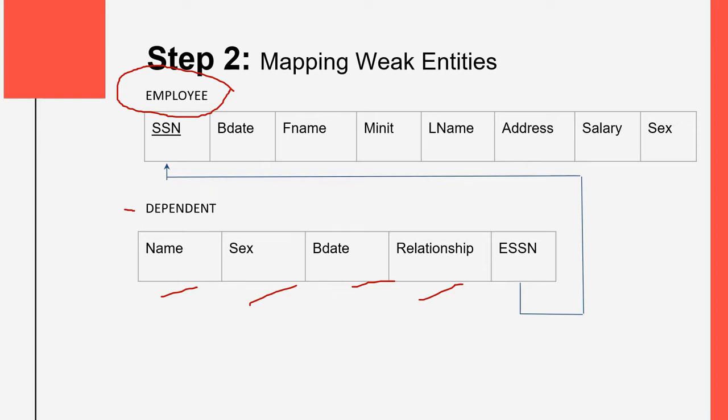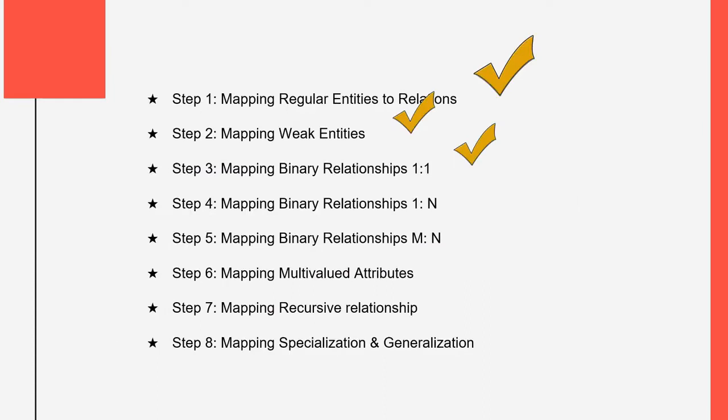So we create the ESSN. Remember, the attributes must be unique. So we rename it as ESSN, which we can refer to as the employee SSN, as this is the foreign key. So we refer back to this primary key. Okay, so we are done with mapping the weak entities. Now let's map the binary relationship one to one.